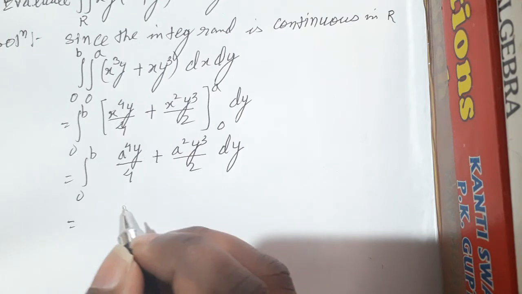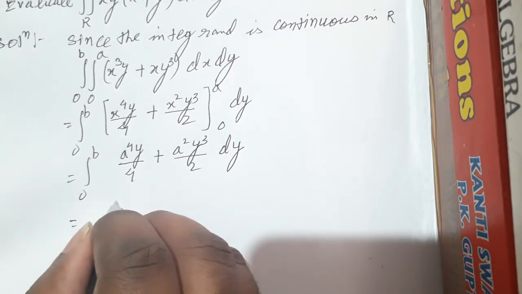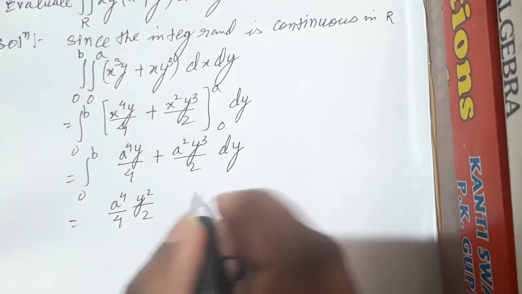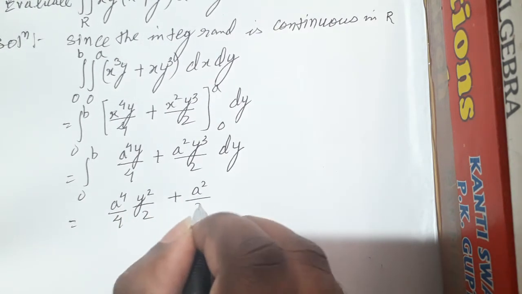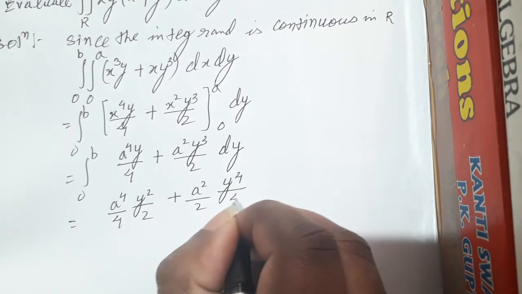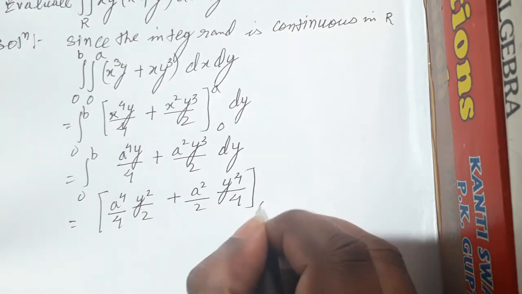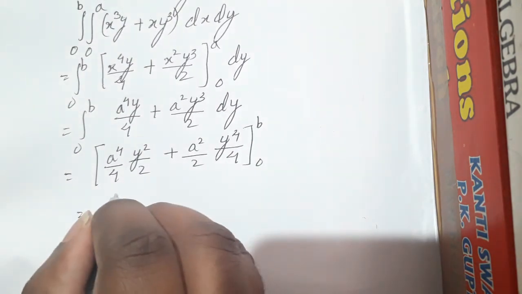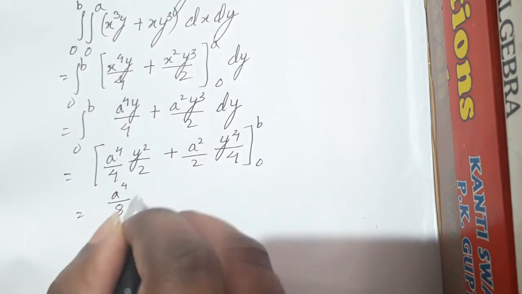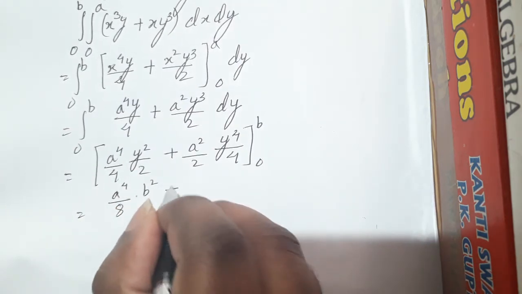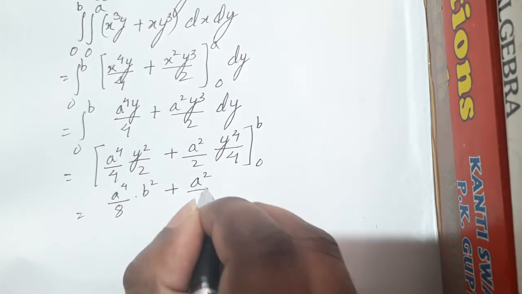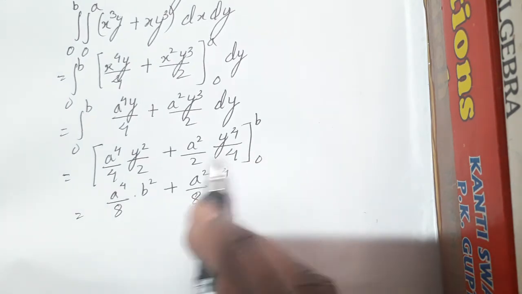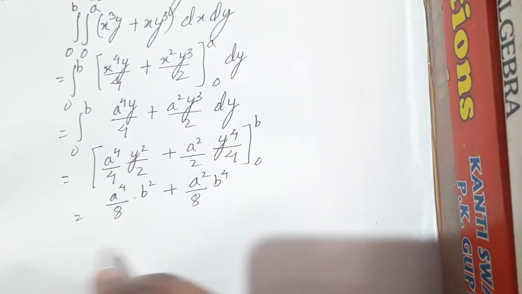Now let us integrate this with respect to y. So if I integrate this with respect to y, I get a⁴y²/8 plus a²y⁴/8, and then we'll put the limit, 0 to b. So we'll get a⁴b²/8 plus a²b⁴/8. And when I put the lower limit, it will be 0, so I'm not putting this value.